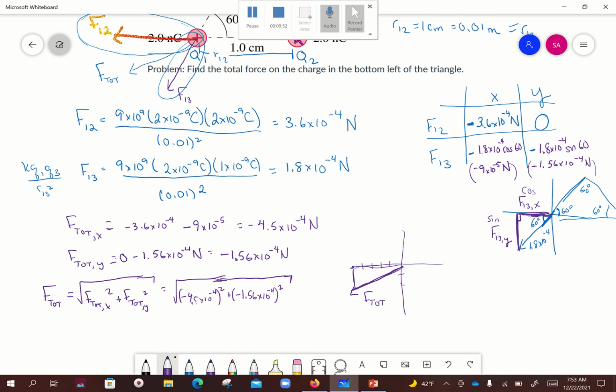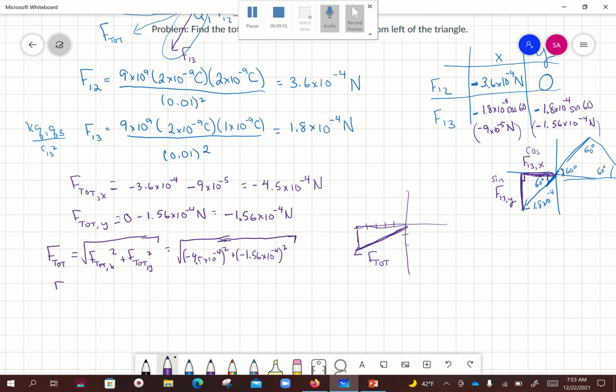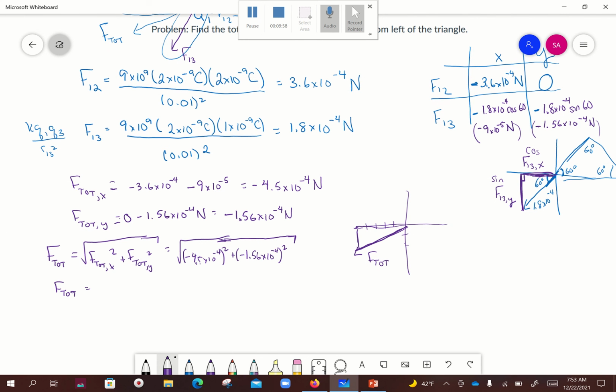All right, so let's put our numbers in. I get F total is a positive number, 4.76 times 10 to the minus 4 newtons. Okay, and what's the direction? Well, to get the direction, I know my x component, 4.5 times 10 to the minus 4. I know my y component, 1.56 times 10 to the minus 4. And I need to find the angle.